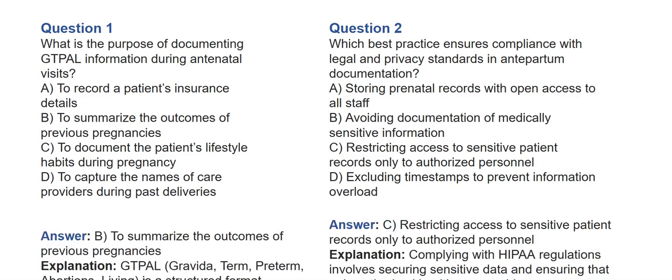Answer is B, to summarize the outcomes of previous pregnancies, because it's about gravida, term birth, preterm birth, abortions, and living children. So the answer is B, to summarize the outcomes of previous pregnancies. As GTPAL, gravida, term, preterm, abortions, living, is a structured format specifically used to document a woman's pregnancy history. It helps identify patterns and predict risks for the current pregnancy.